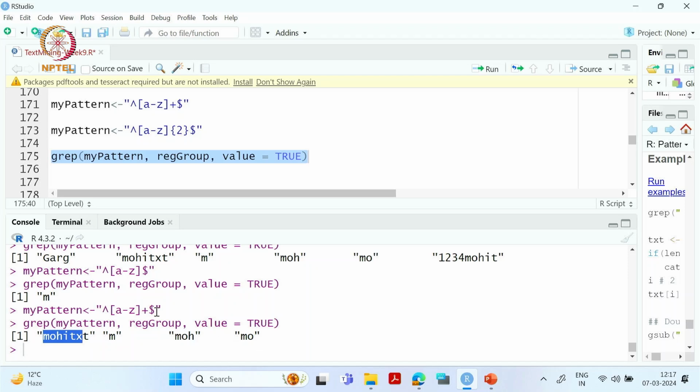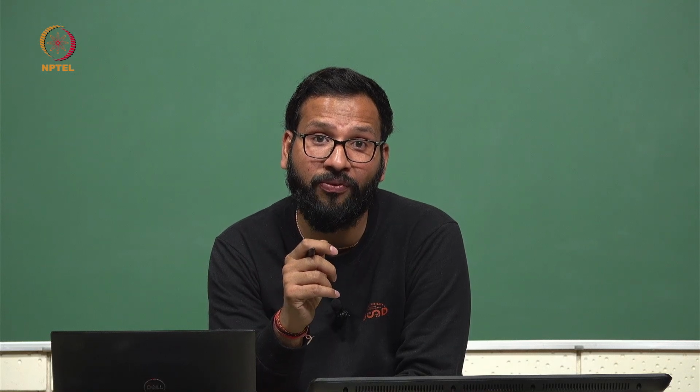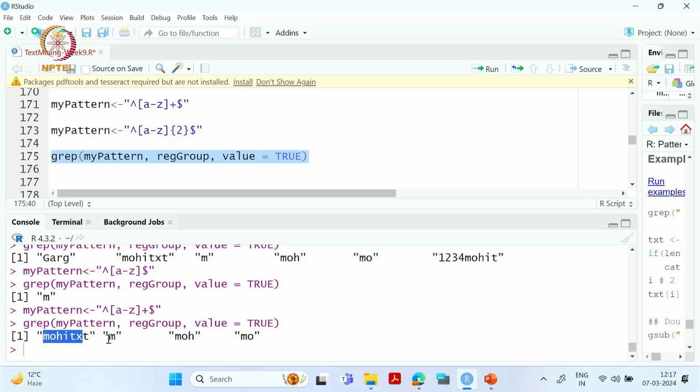Okay. That is what exactly this plus sign signifies: starting from a lowercase alphabet, it can have either one alphabet or more alphabets. Okay. So we have an example here where there is only one alphabet, then we have three alphabets, then we have two alphabets, and then we have these seven alphabets.